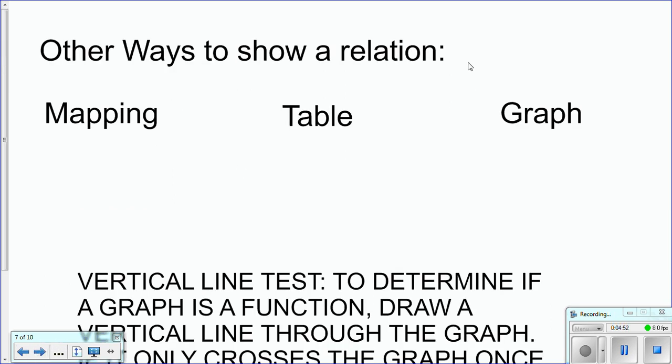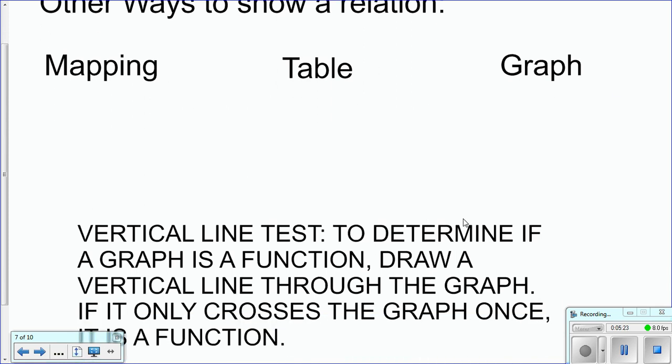Alright, other ways to show a relation. There's mapping, there's a table, and there's a graph. Mapping is basically like bubbles, with arrows pointing to things inside the bubble. A table is just a normal table, and a graph is where you graph the points so you can see what the x and y values are on the coordinate plane. The vertical line test is used to determine if a graph is a function. We draw a vertical line through the graph, and if that vertical line only crosses the graph once, it's a function.